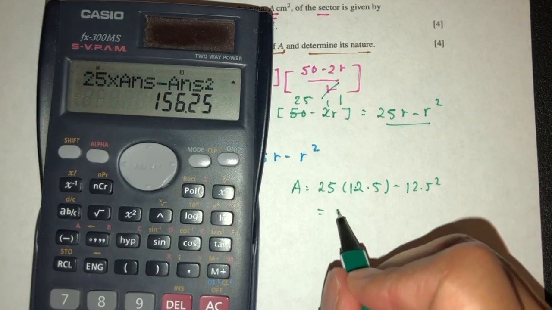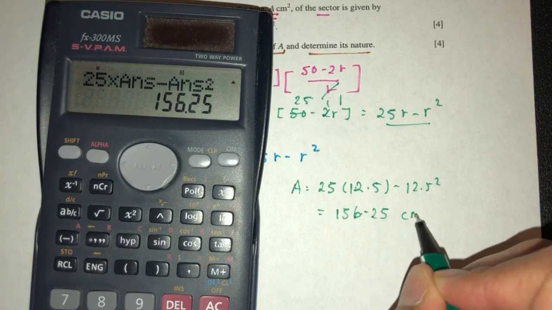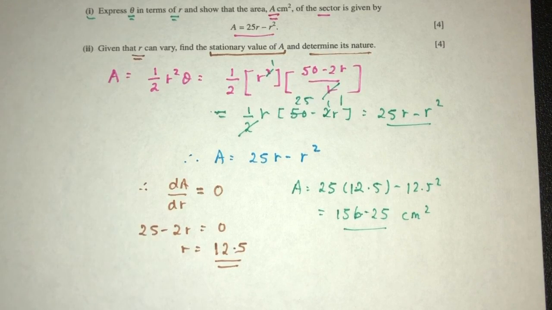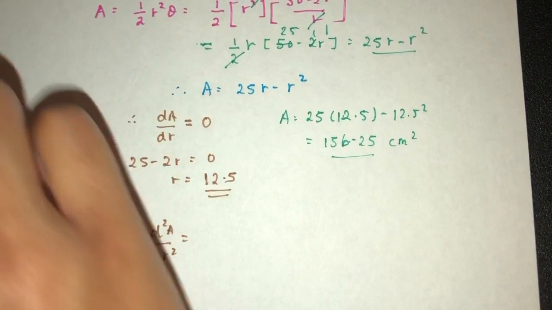That should be 156.25 centimeters squared for the stationary value of A. Now we have to find its nature. To find the nature, we have to look at d2A by dr2. That will be what?